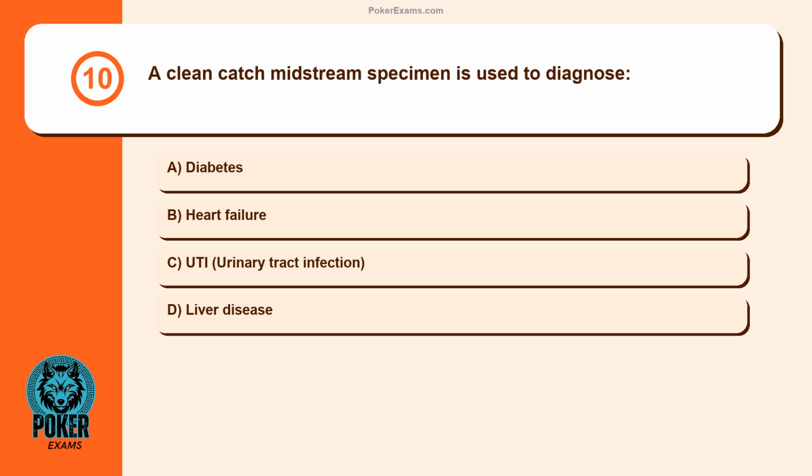Question 10. A clean catch midstream specimen is used to diagnose diabetes, heart failure, UTI, urinary tract infection, liver disease.